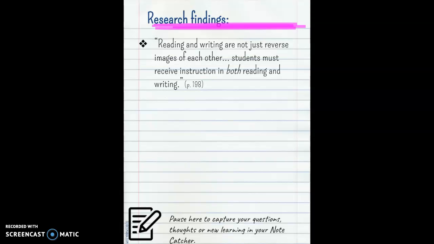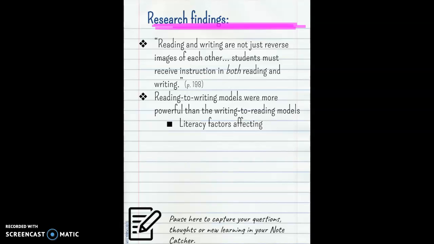Reading and writing are not just reverse images of each other. Students must receive instruction in both reading and writing. The teaching of either alone is not sufficient. Just as we make time for reading instruction and practice, we need to make time for writing instruction and practice. Reading to writing models were more powerful than the writing to reading models. So having students write about what they have read or just learned is more powerful.